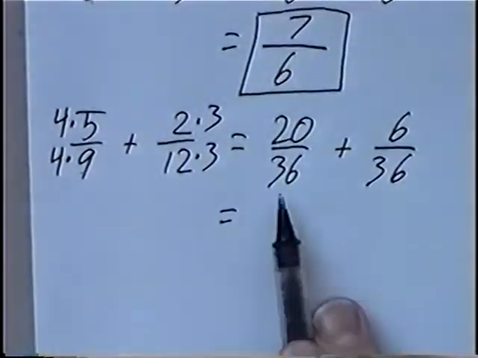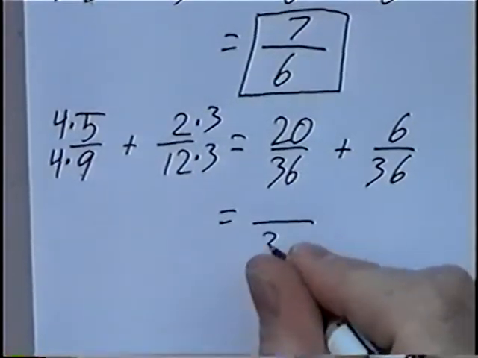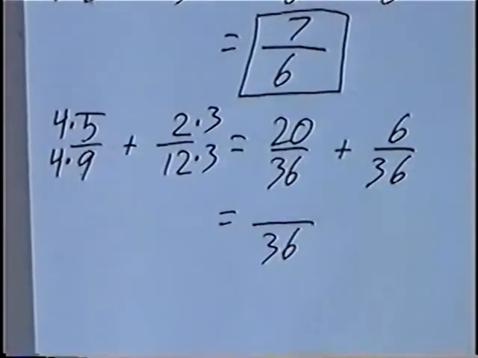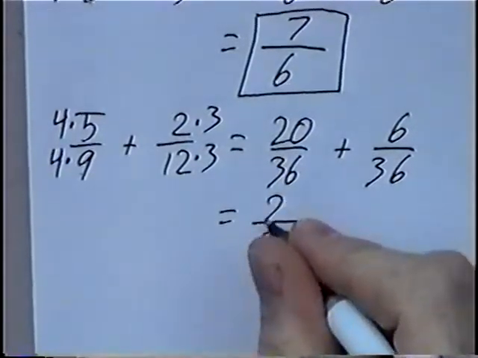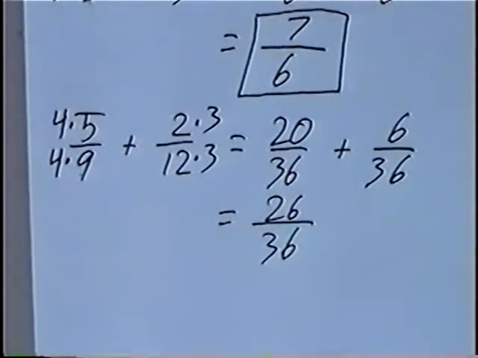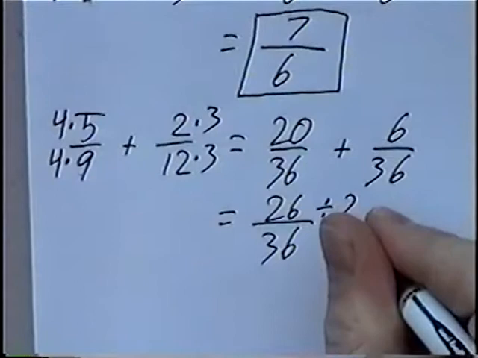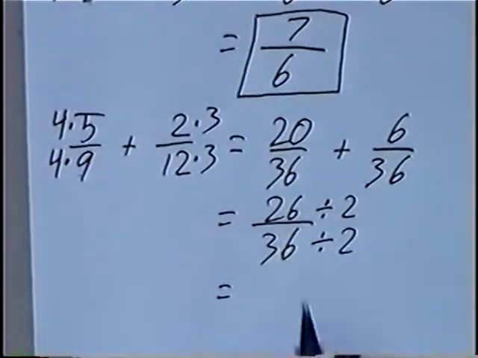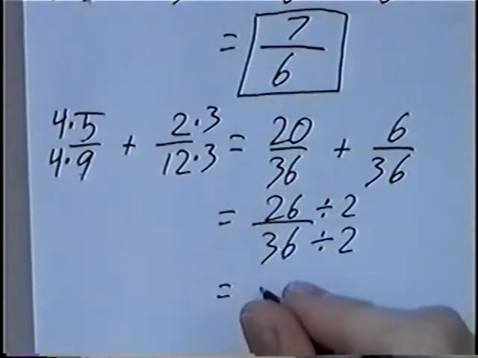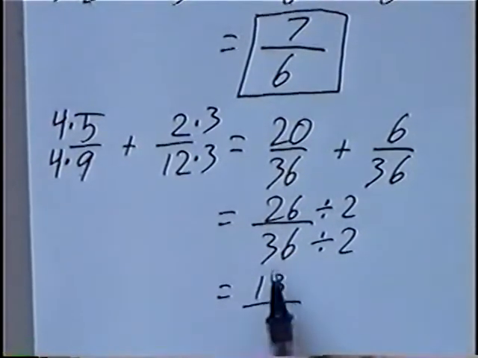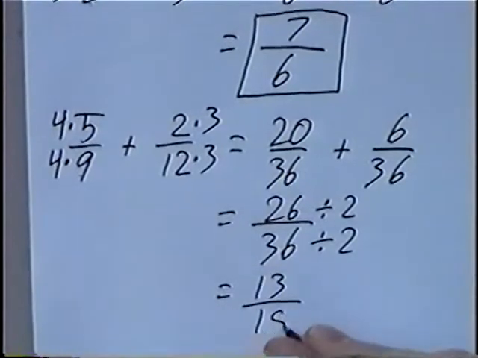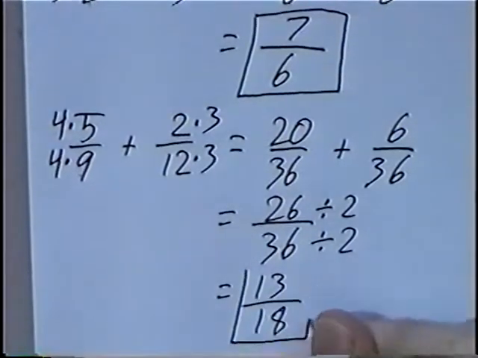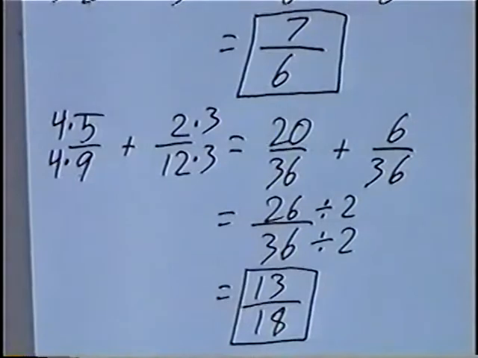Once we have the same denominator or common denominator over 36, we can add the numerators 20 plus 6, which would be 26. Check into reduced fractions. 26 and 36. We can divide each of these by 2. And our final answer would be 26 divided by 2, which is 13, and 36 divided by 2, which is 18. So our final answer would be 13 over 18.